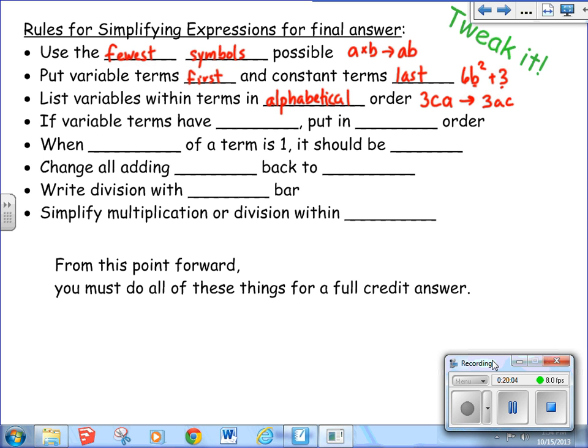If the variable terms have exponents, you want to put them in descending order from biggest to smallest, that means. So that would look like 3x cubed coming before 10x squared coming before x.